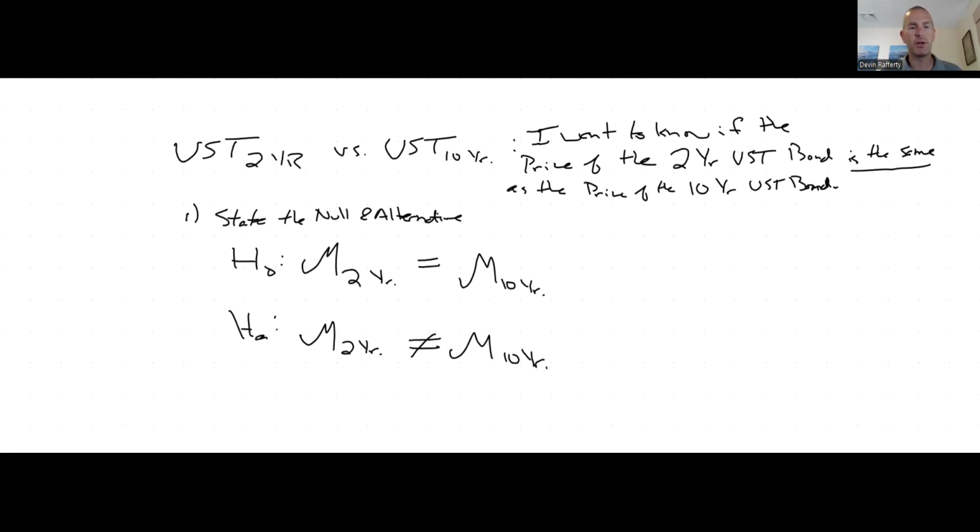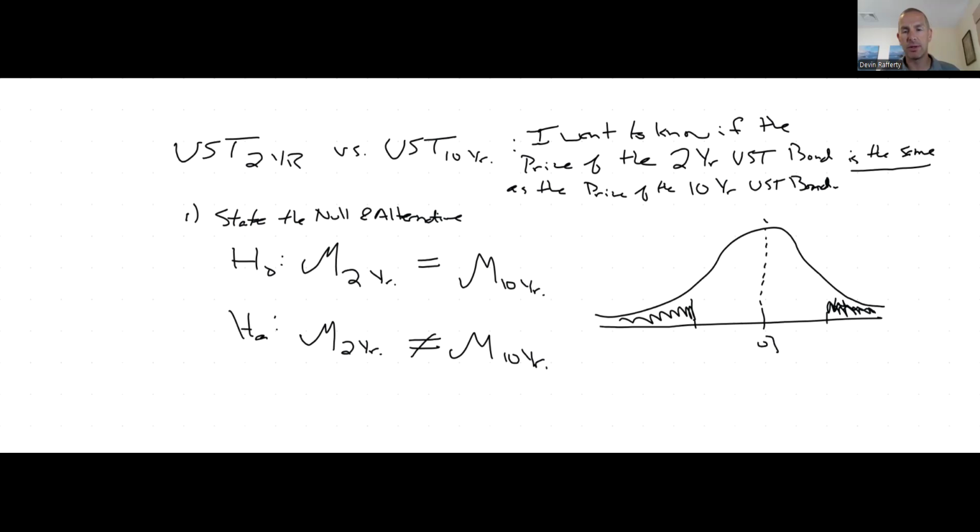So that's all I'm concerned about here. I want to know, is it equal to, not equal to? That means that I have a two-tailed test. I have a two-tailed test with a positive critical value and a negative critical value. Again, zero is in the middle.